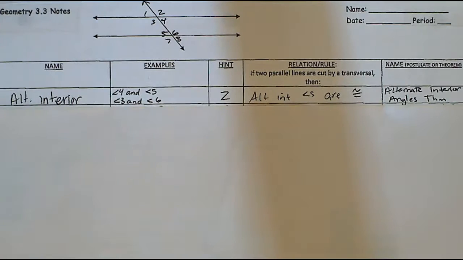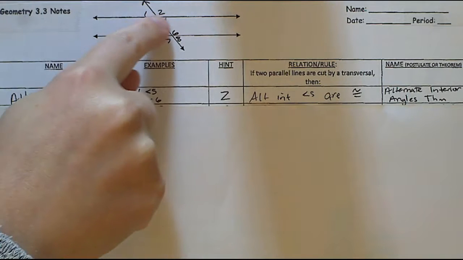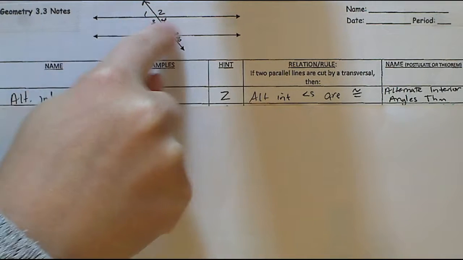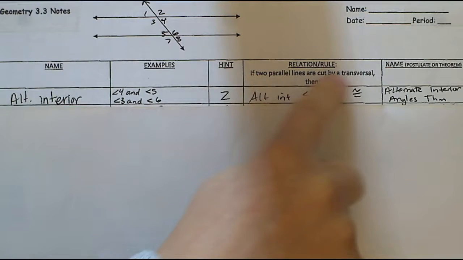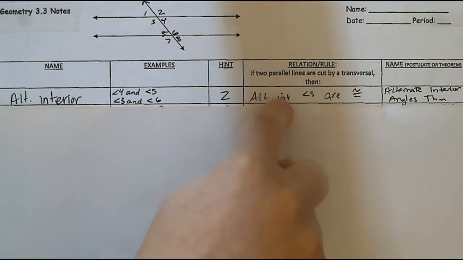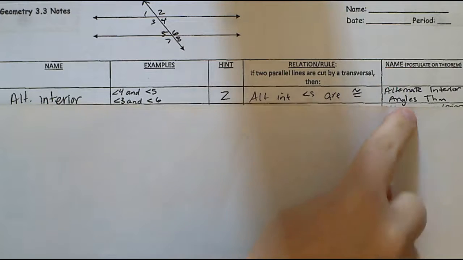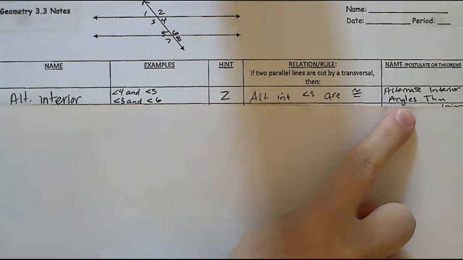So the first vocab word that we're going to look at is alternate interior angles, which we already know would be like example angles 4 and 5 or angles 3 and 6. And I spoke about in class a little bit how you can look for the letter Z. And what you should have noticed from the investigation on the front of this worksheet is that if two parallel lines are cut by a transversal, then the alternate interior angles are congruent. That's called the alternate interior angles theorem.